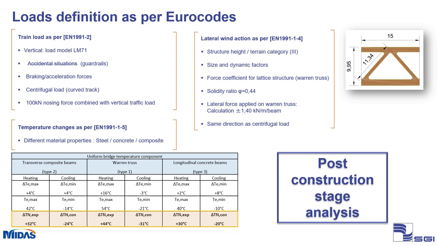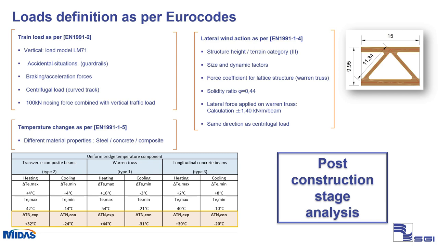About horizontal forces, braking and acceleration forces will be considered. As we have a curved railway track, we also need to take into account centrifugal loads. Besides, 100 kN nosing force will be combined with vertical traffic load.